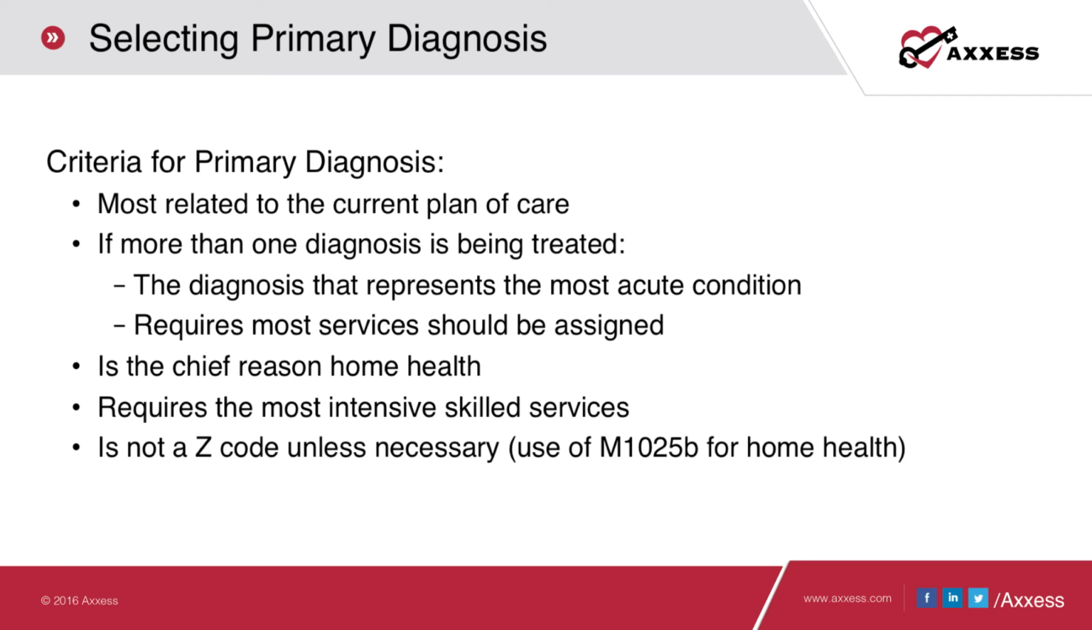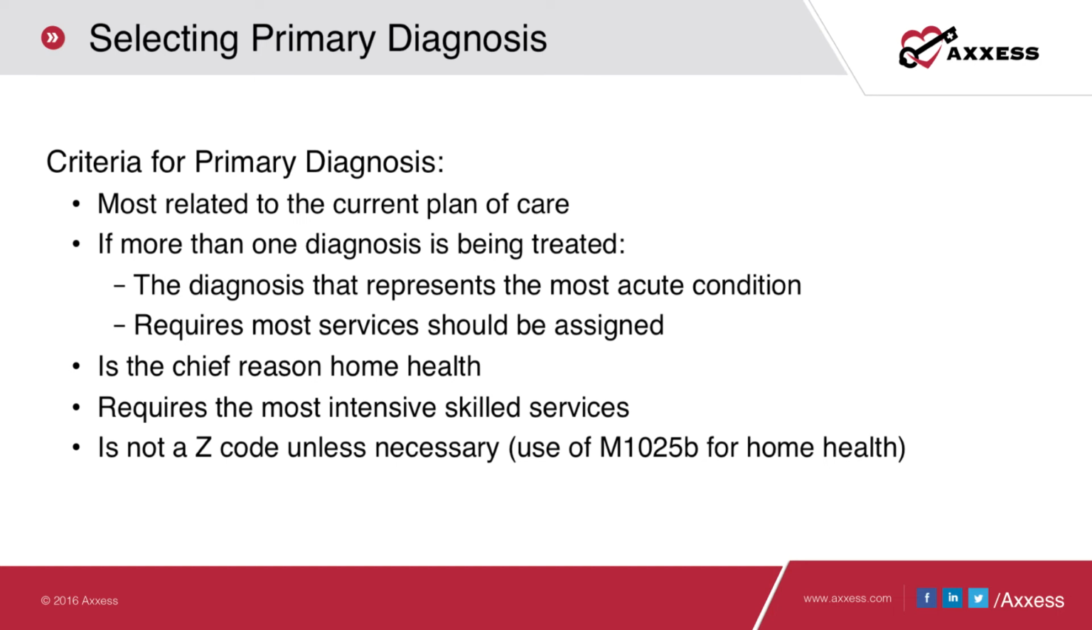So if we're going to be doing the diagnoses, let's talk for just a moment about the criteria that should be met for the primary diagnosis that's selected. Number 1, that primary diagnosis should be the one related most to the current plan of care. And if there's more than one diagnosis being treated and to consider, it's the diagnosis that represents the most acute condition and requires the most services. That should be your primary diagnosis. In other words, it's the chief reason for home health. It requires the most intensive skilled services, and it's not a Z code unless absolutely necessary.